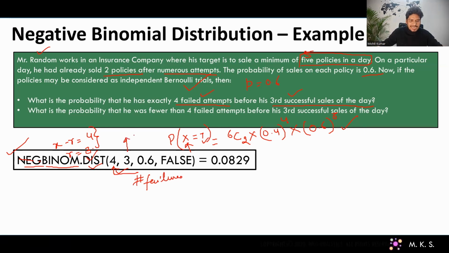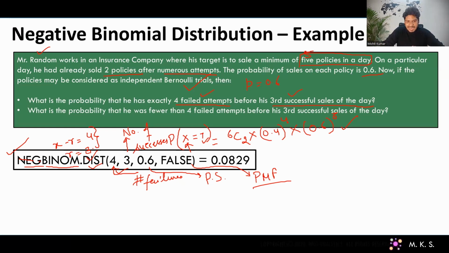The second argument represents the number of successes, right? Then you have the third argument, which is the probability of success. And finally, the false I have written is to calculate the PMF. So you can use this formula to calculate the probability of getting 4 failures out of 7 trials, or number of trials, right?